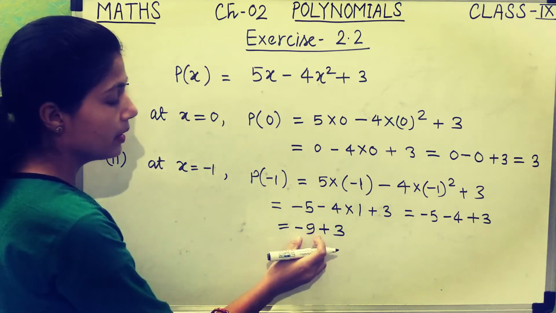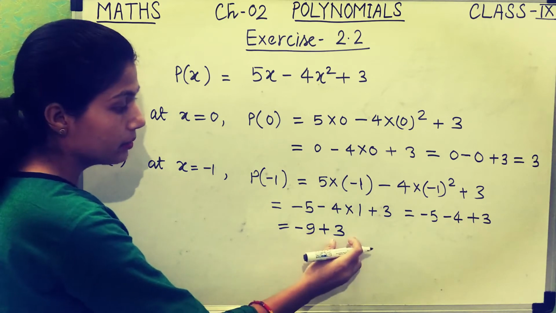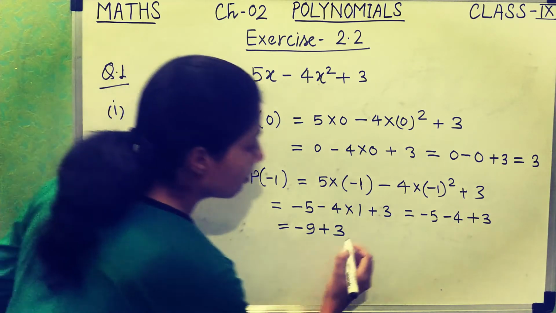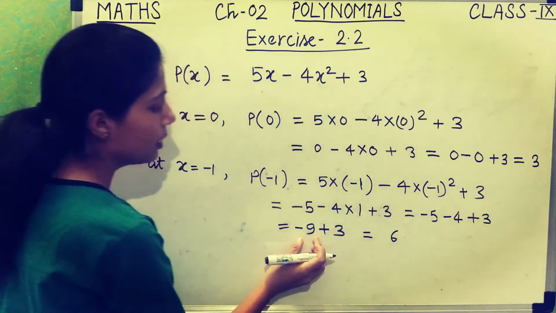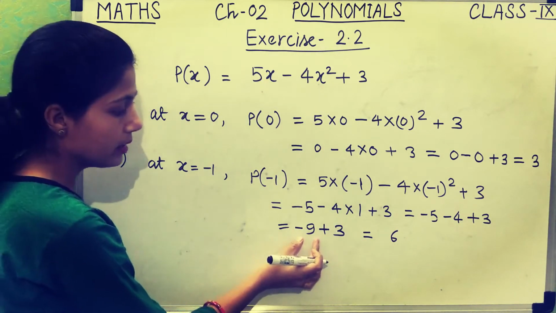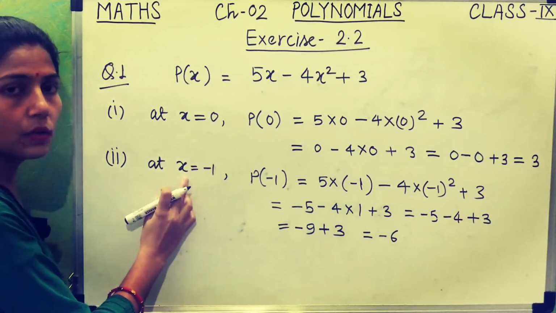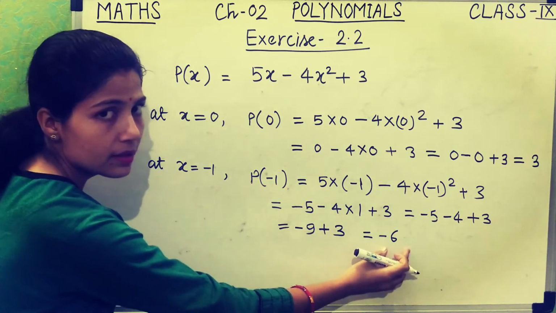Now minus 9 plus 3, one is a negative integer and the second one is positive, so it will be minus 9 minus 3, which is 6, and the sign will go with the greater number, that is 9 here, so minus 6. So at x equals minus 1, the value of this polynomial is minus 6.